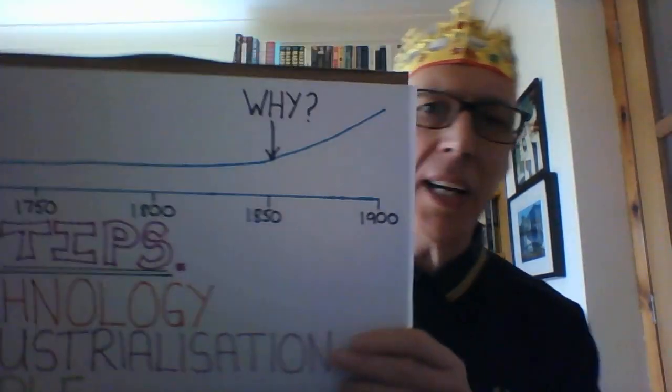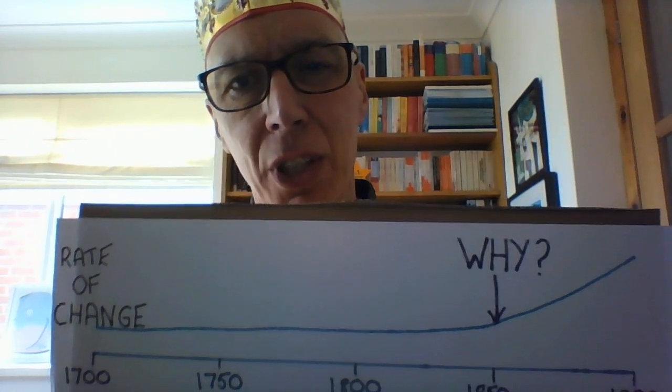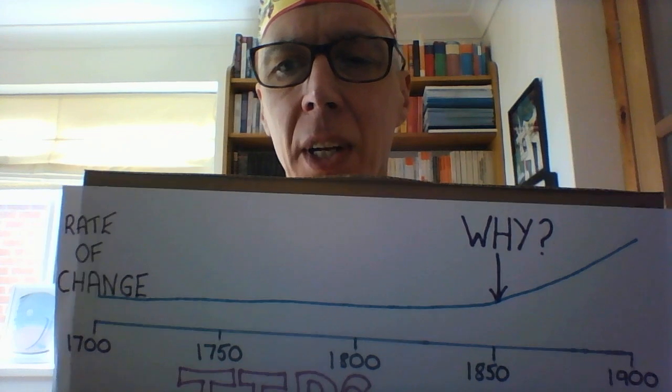Now, I'm going to do the armies in two separate videos. Part 1, this one, and part 2, the next one. And the reason for that is quite simple. Let's go back to what we were talking about in the previous video. The rate of change in the industrial period.